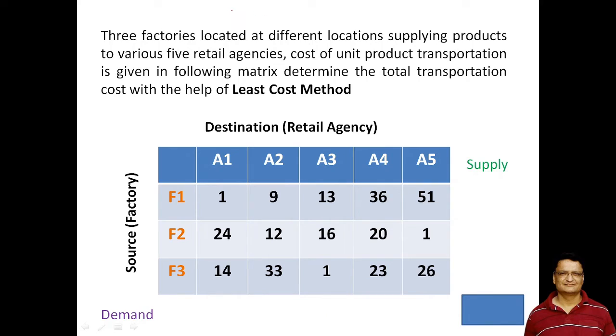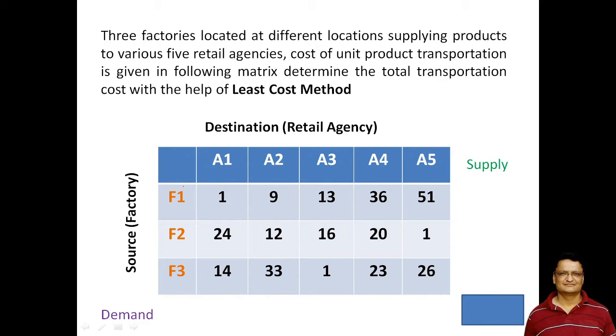There are three factories F1, F2 and F3 located at different locations, supplying products to five retail agencies: A1, A2, A3, A4 and A5. These factories are the sources and these retail agencies are the destinations. So factories are providing certain products to these retail agencies. The cost of unit transportation is given in the following matrix.